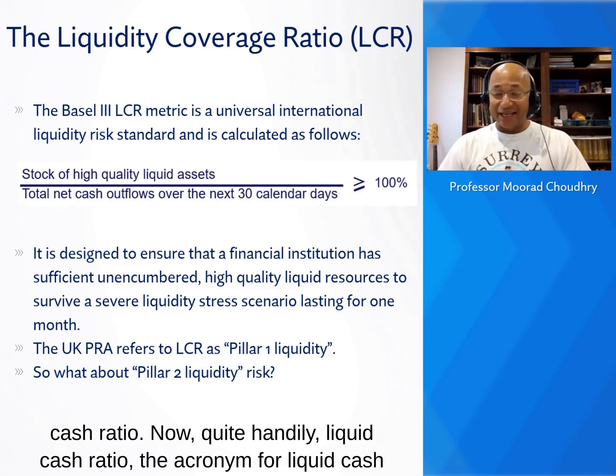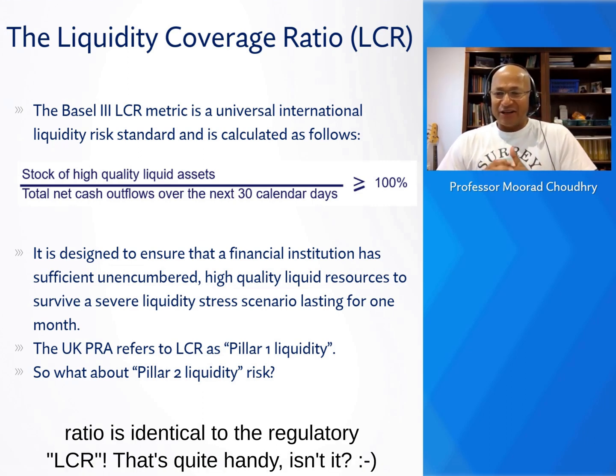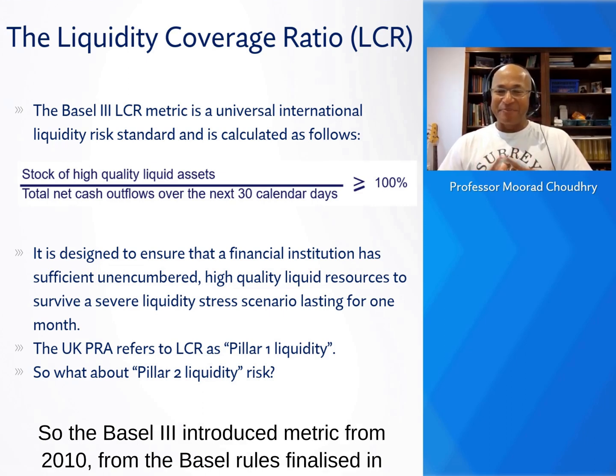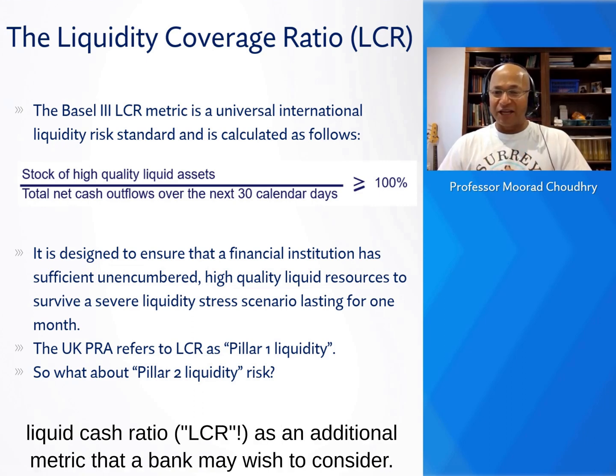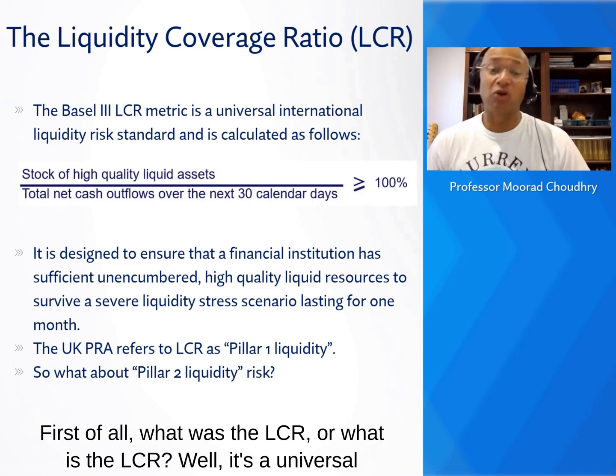Now, quite handily, the acronym for liquid cash ratio, LCR, is identical to the regulatory LCR. That's quite handy, isn't it? So the Basel III introduced metric from 2010, from the Basel rules finalized in 2013, referred to a liquidity coverage ratio, or LCR. I'm suggesting some form of liquid cash ratio as an additional metric that a bank may wish to consider. Now, first of all, what is the LCR?